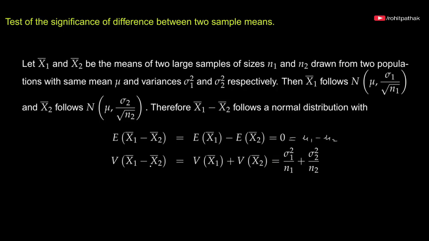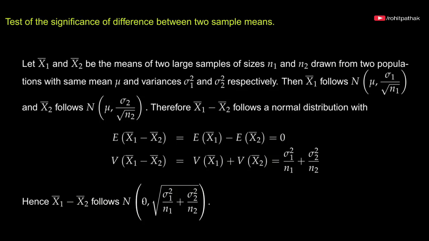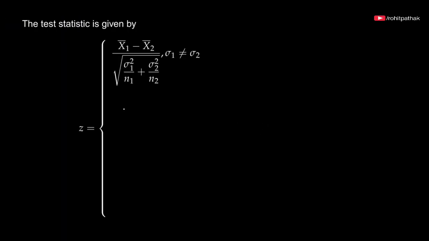Now the variance of the difference of the means is equal to variance of x1 bar plus variance of x2 bar, which is sigma 1 square upon n1 plus sigma 2 square upon n2. So x1 bar minus x2 bar follows a normal distribution with mean 0 and standard deviation under root sigma 1 square upon n1 plus sigma 2 square upon n2. Therefore the test statistic becomes, using the formula z equal to sample statistic minus expectation of that sample statistic upon standard error of the sample statistic. Here expectation of theta we have found to be 0, and standard error of theta means standard error of the difference of means, which we have obtained as under root sigma 1 square upon n1 plus sigma 2 square upon n2.